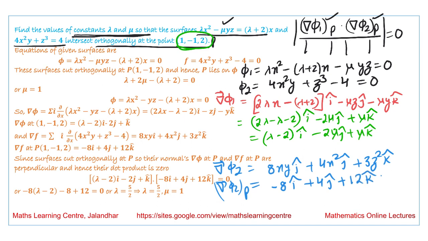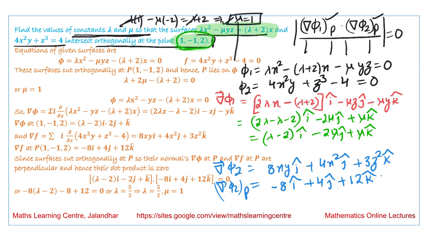Now, if both these surfaces intersect orthogonally, it means that this point lies on this surface, and this point lies on this surface. It means it will satisfy the equation. So what we are saying is lambda into 1 minus mu into yz, which is minus 2, is equal to lambda plus 2 into x, which is 1. So this lambda gets cancelled and we obtain the value of mu is equal to 1.